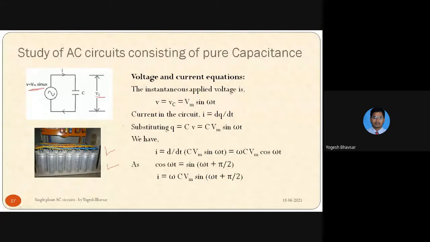There is no other load in the electrical system which only uses a capacitor. It is rarely used, right? So one example that I found was the capacitor bank, so we took that example here.